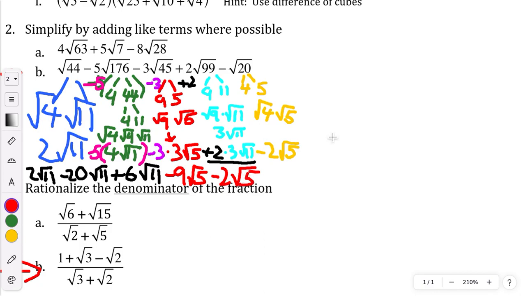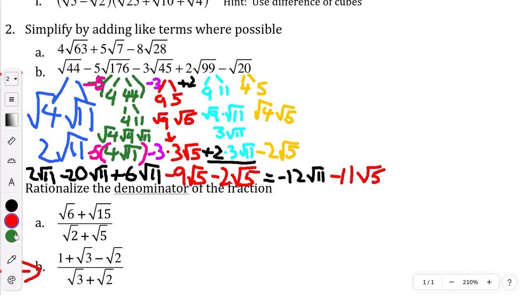And so now they're like with like. And so what we get, if we add the root 11s together, we have 2 minus 20 plus 6. So that's basically 8 minus 20, which is negative 12 root 11. And then the red ones, minus 9 minus 2 is minus 11 root 5. And unless there's an error I didn't notice, that's it.